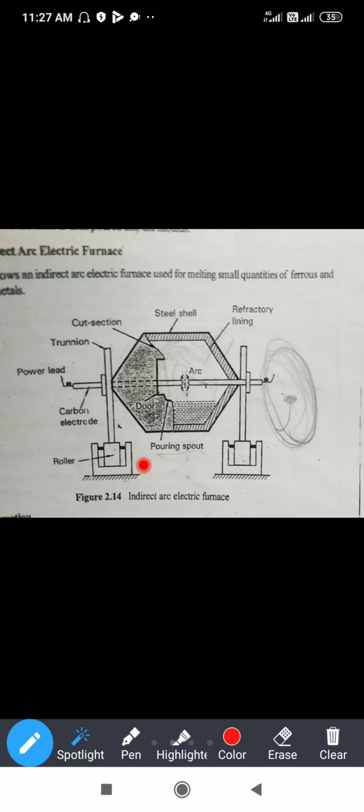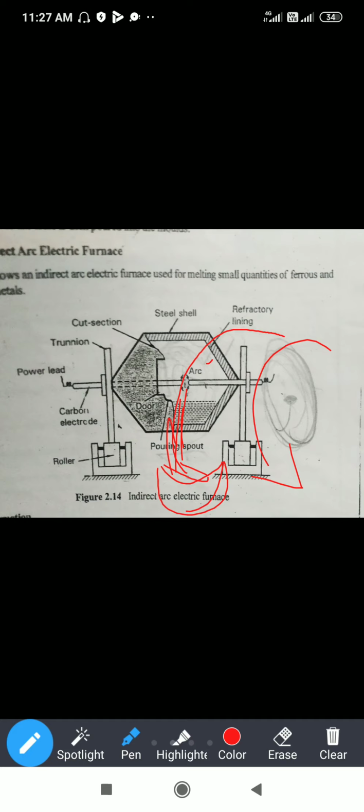Once the metal has been completely melted, the electrodes are removed, and there is a pouring spot beyond the door, a small hole. From that hole the molten metal is removed. Now you can see there are two rollers which are molded on the base. With the help of these rollers, this furnace is tilted like this, and the molten metal is collected in this cup and carried out for the pouring purpose.